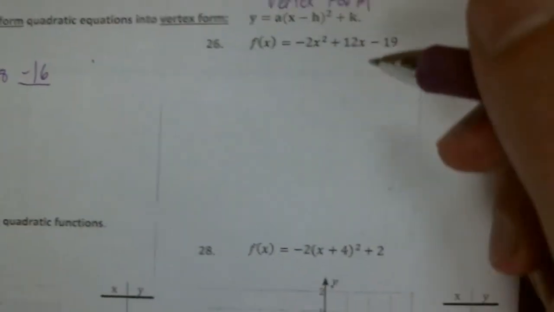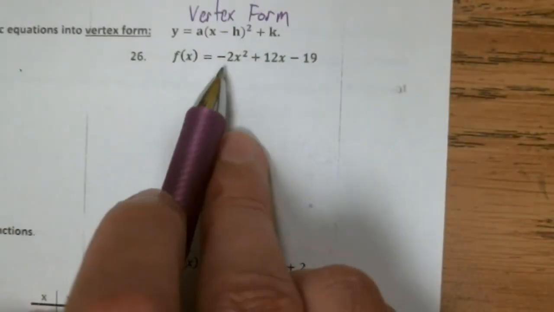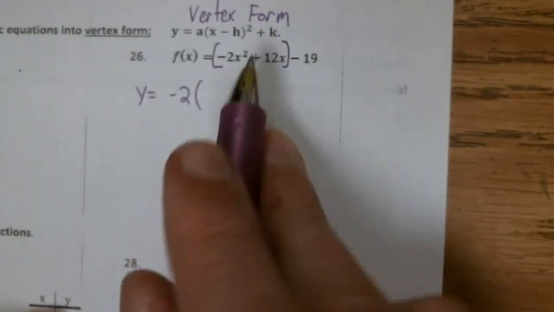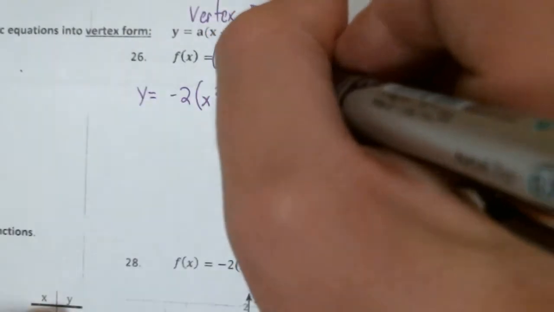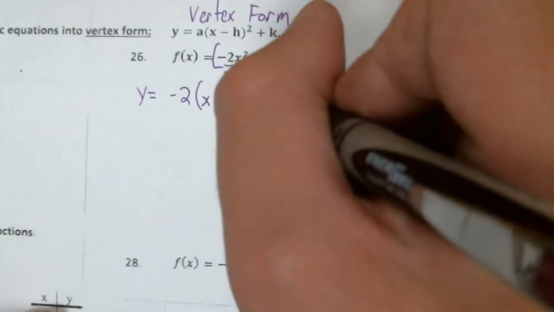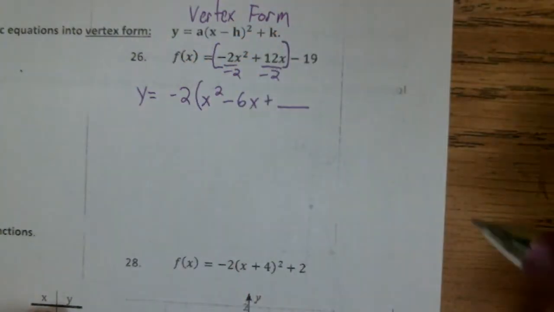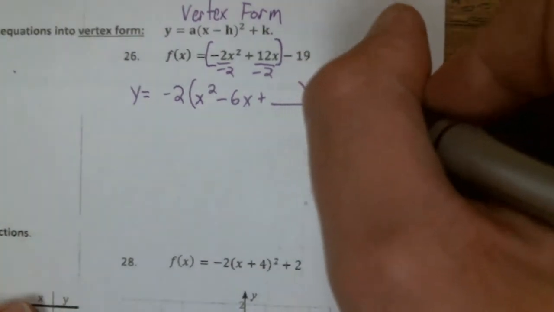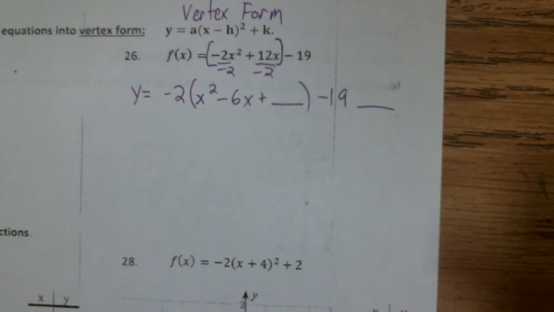Okay, over here, this is the tough one. So when a is not 1, we got to factor out that number. So I've got to pull out, I like to put my brackets here again, I need to pull out that -2. So if I divide -2x squared by -2, that will leave me with x squared. If I divide 12x by -2, that will leave me with -6x. I'm then ready for my first blank. I'll go ahead and close the parentheses. Then I have the constant, -19, and then I have another blank.